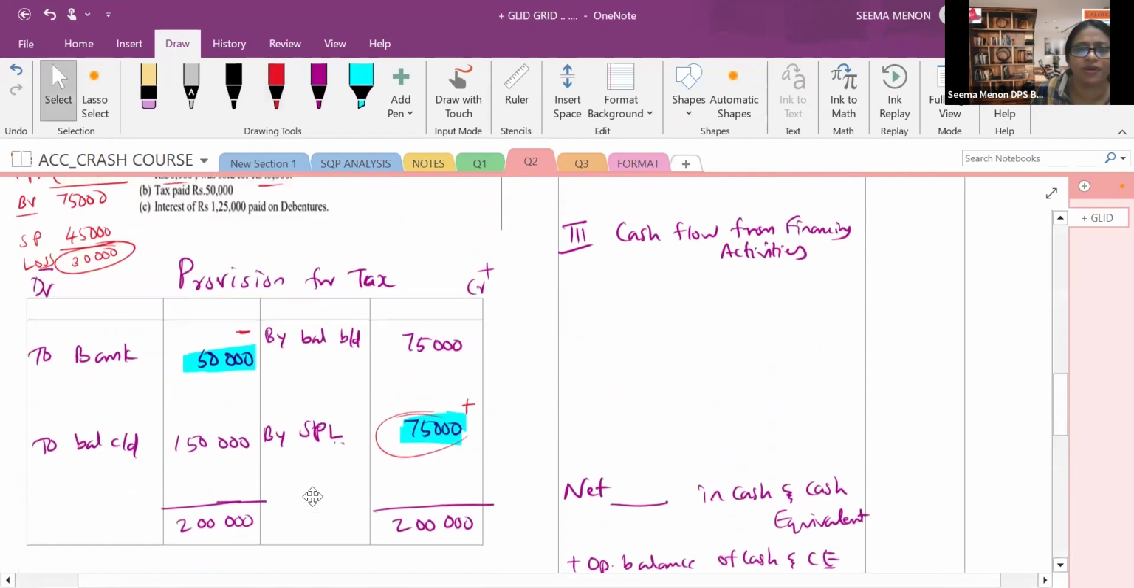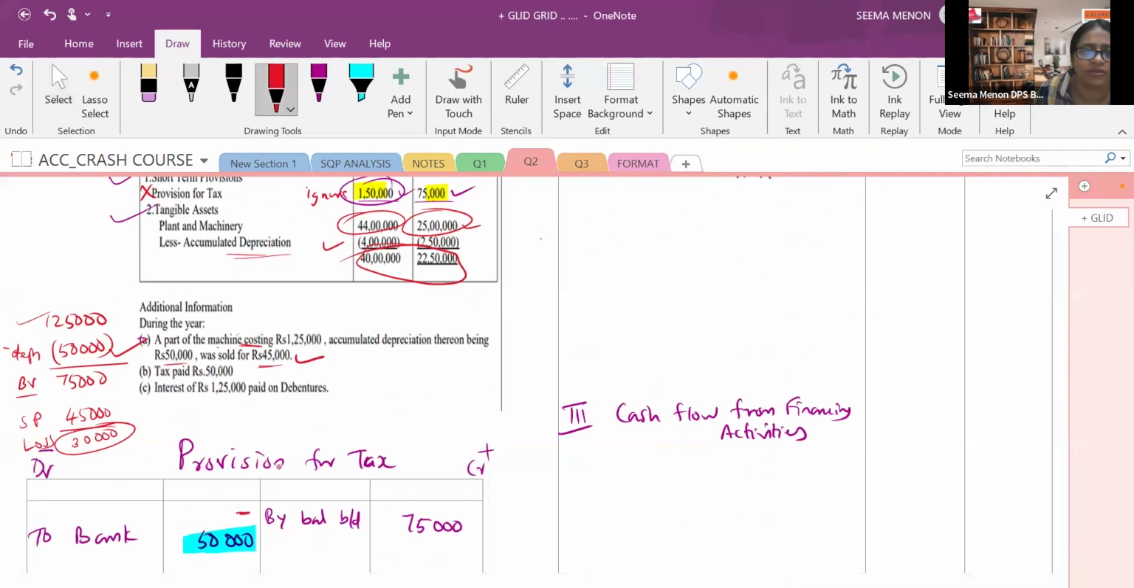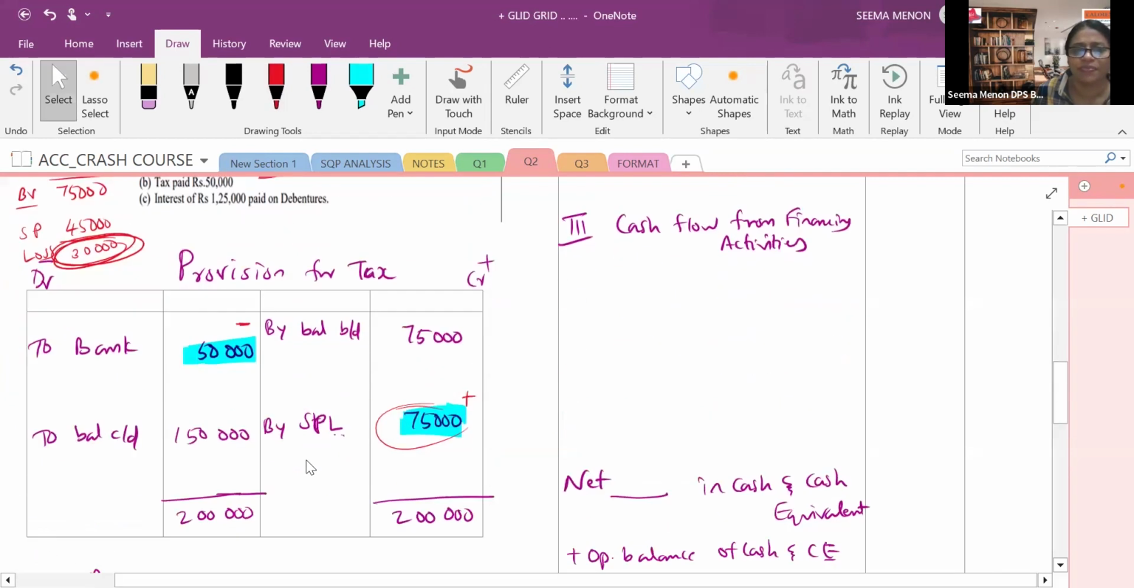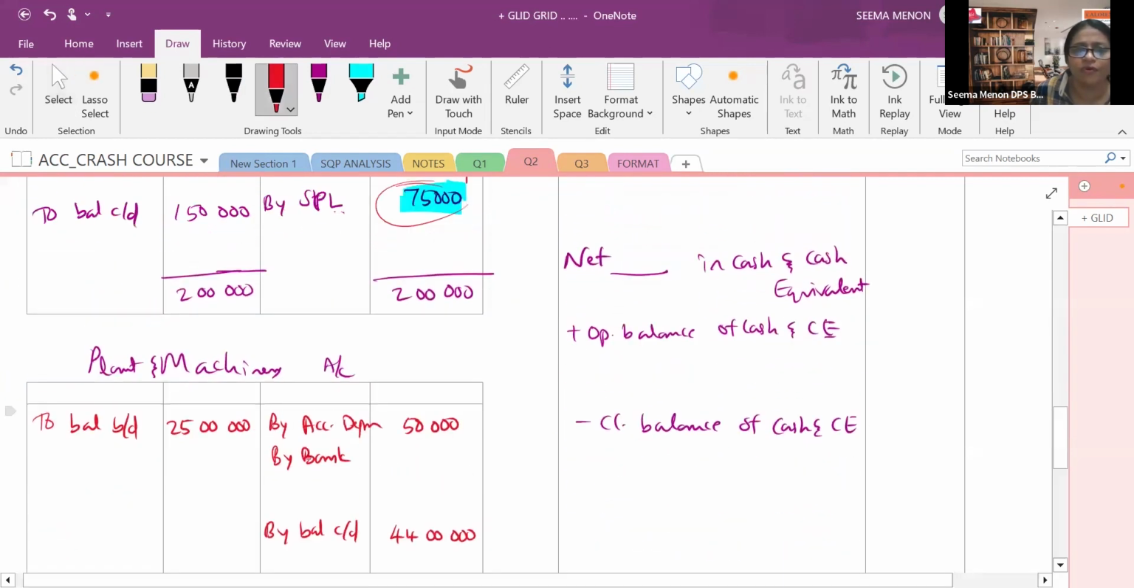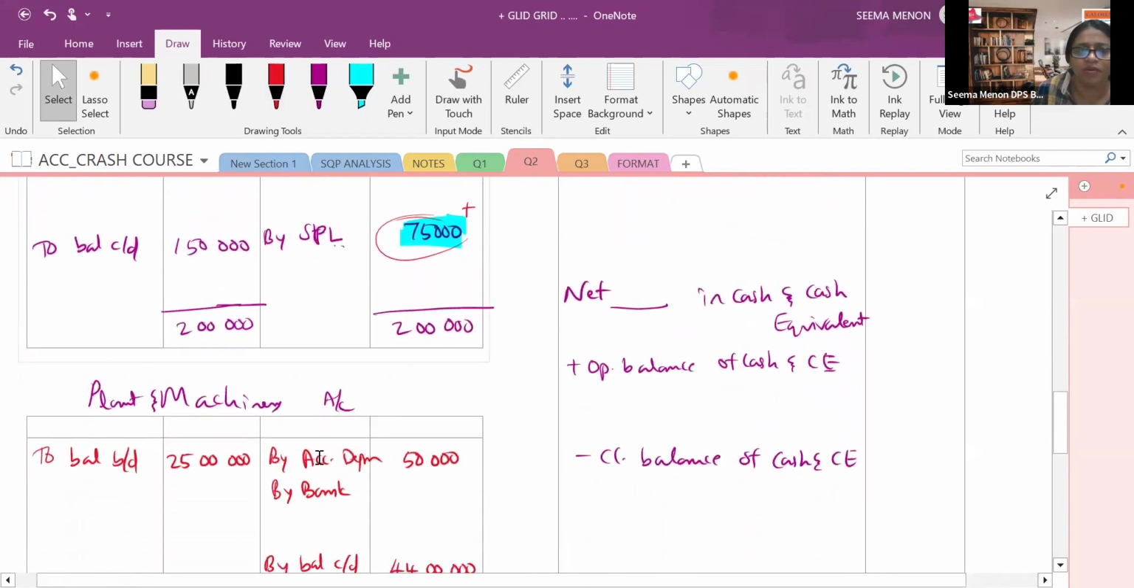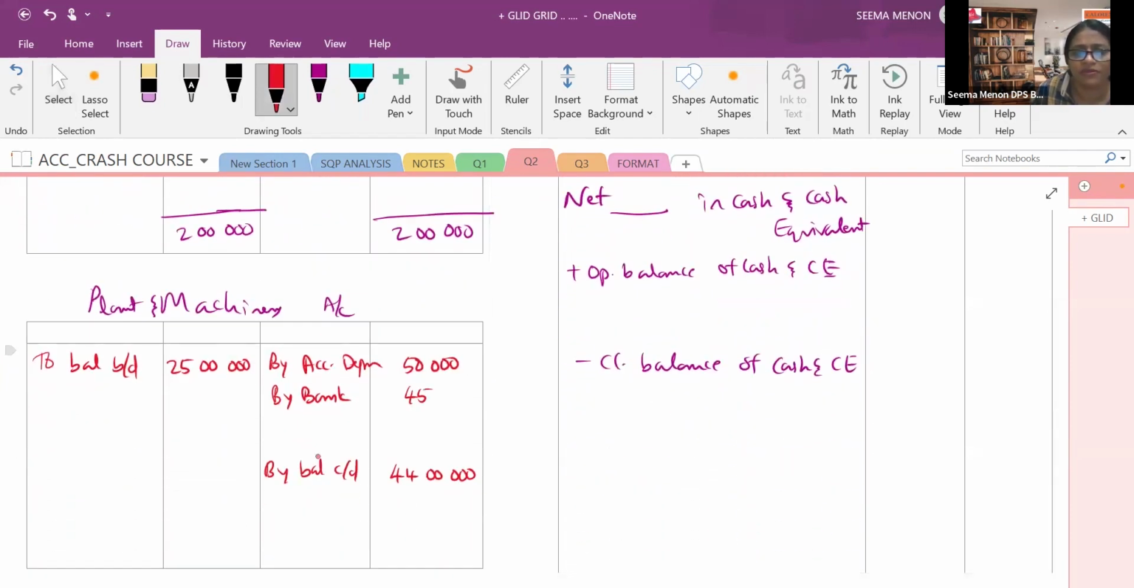Let's see once again the adjustment. The machine sold is for rupees 45,000 and there is a loss of 30,000. So you will write by bank 45,000 and by loss 30,000. Bank is 45,000, and by there is a loss. Already I told you that plant and machine is an asset account. Whenever there is an increase, it will be debited. Whenever there is a decrease, it will be credited. Loss means it is a decrease only. So we will not write loss, we will write by SPL. SPL means statement of profit and loss. SPL is 30,000. In brackets, if you want, you can write loss. It's not required because you all know how to do this.